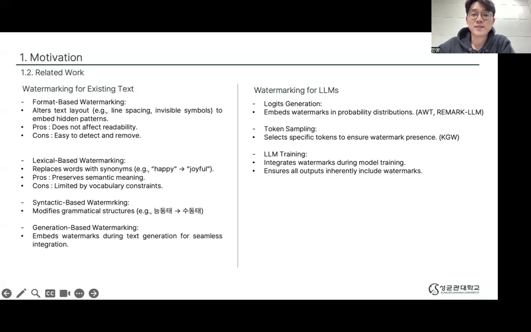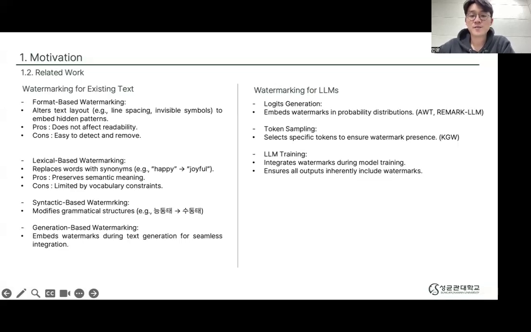Second is lexical-based watermarking. This method is to replace synonyms. For example, substituting happy with joyful. Although this preserves the semantic meaning of the text, it is limited by vocabulary constraints. Synthetic-based watermarking method modifies grammatical structures, such as converting active voice to passive voice. Generation-based watermarking integrates watermarks during the text generation process itself, leading to seamless and natural watermark incorporation.